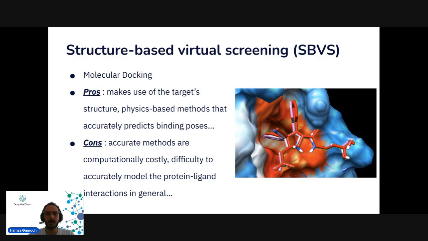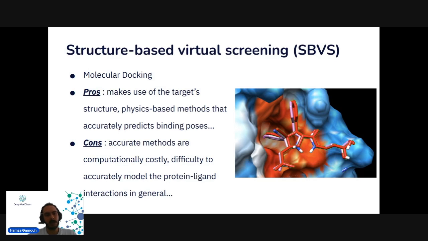So usually what we do is we use molecular docking, which is a set of techniques that optimize a ligand structure to compute the optimal pose in a binding cavity. These methods have the advantage of making use of the target structure as much as possible. Also, there are lots of physics-based methods that accurately predict binding poses, which give more or less good results, and also are explainable in terms of their assignment of the binding poses.